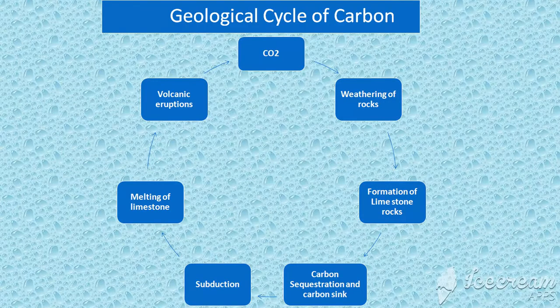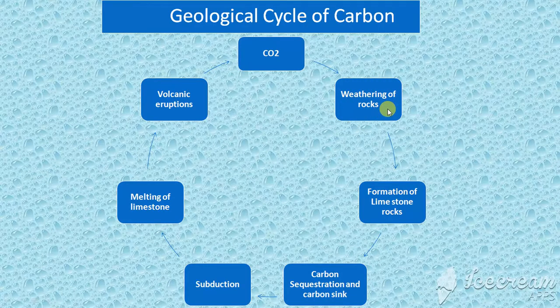Here we study the geological cycle of carbon. Carbon circulates between air, water, rocks, and soil through processes like weathering, sedimentation, subduction, volcanic eruption, etc. Let's understand this with the help of this cycle. In the atmosphere, CO2 dissolves in the raindrops and weak carbonic acid is formed, which is H2CO3. This rainwater reaches the earth's surface.